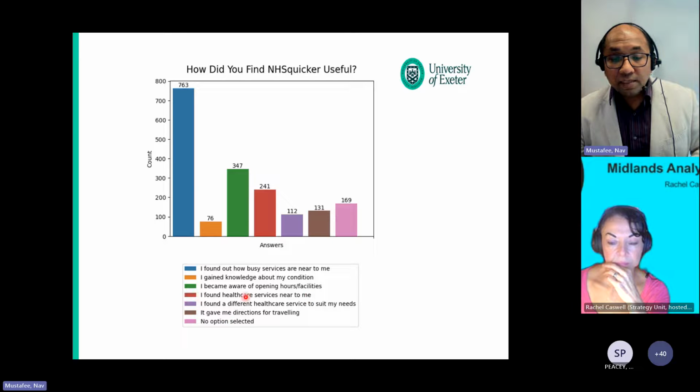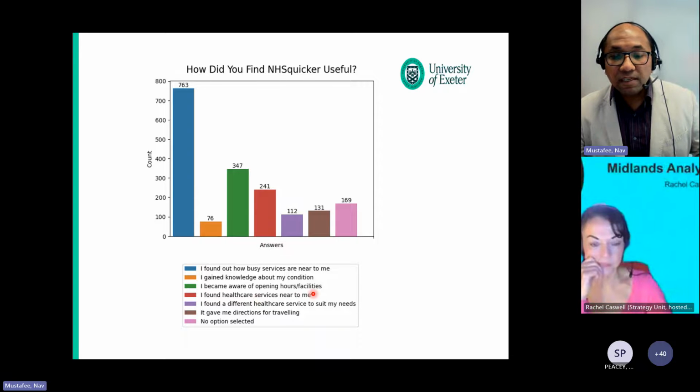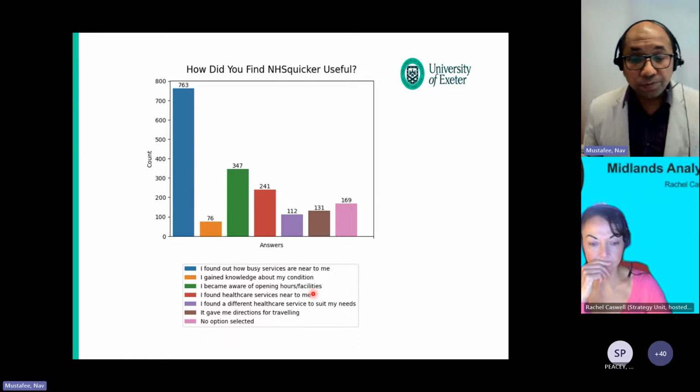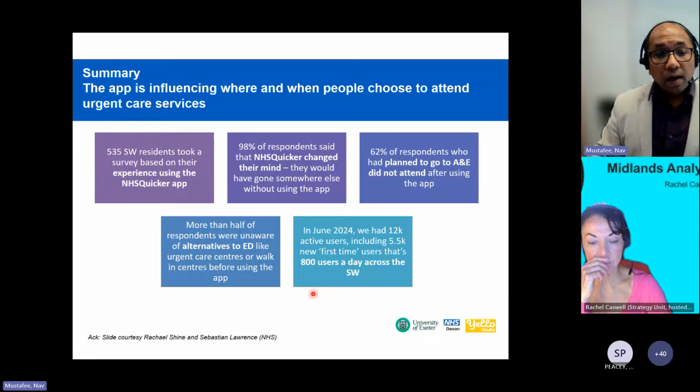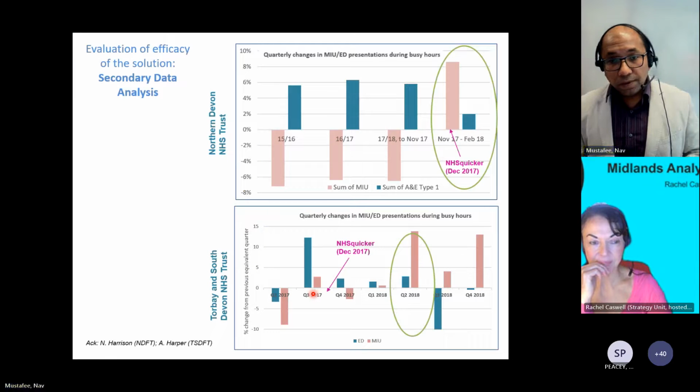Some people also said, I found healthcare services near me, 241 responses, which means that they were not aware of the other MIUs which they could probably go to, right? So yeah.